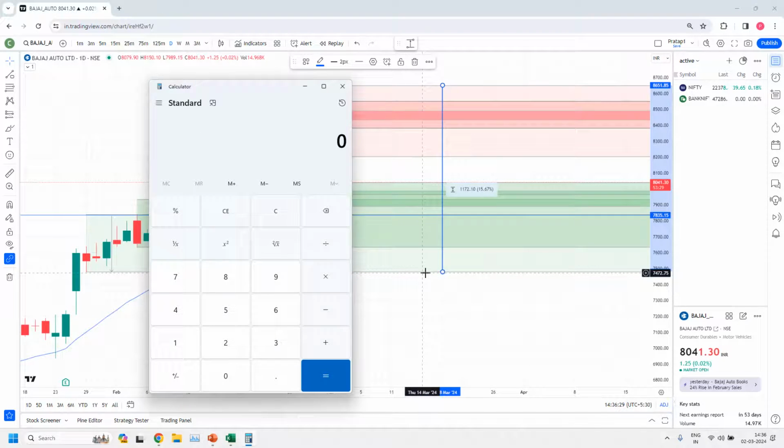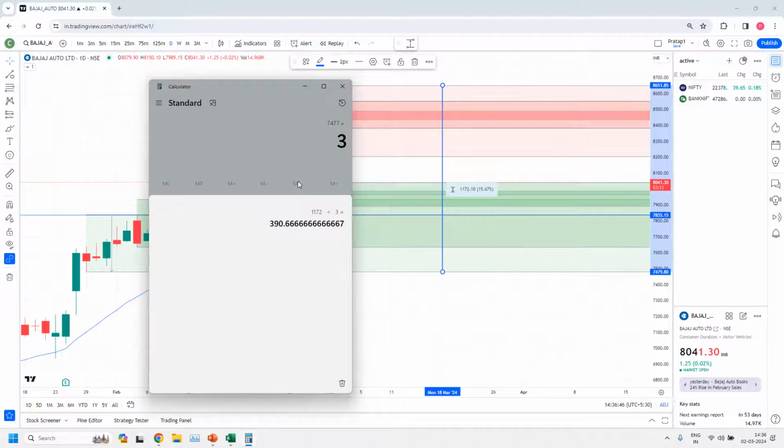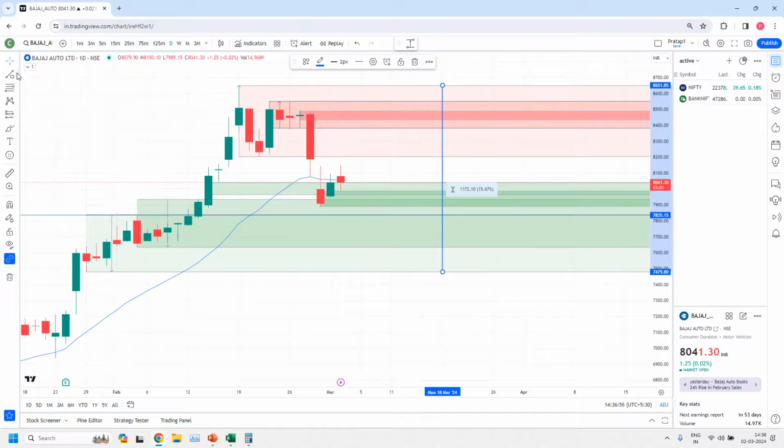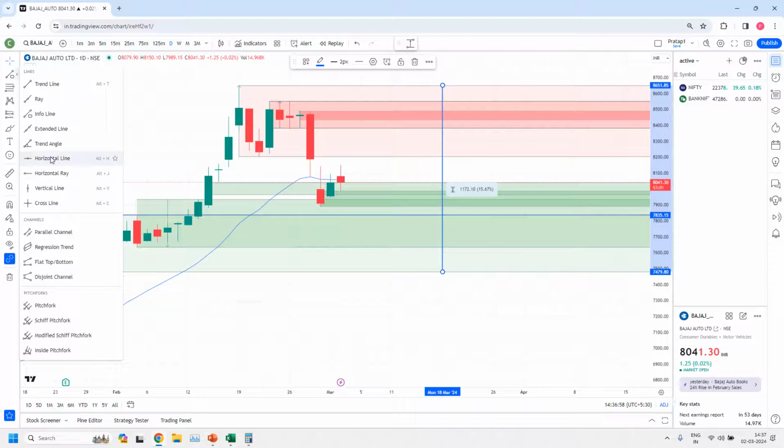So what is this distal line value? 7477 plus 390. What is the value we got? 390 plus 390. So at 7867, you draw a horizontal line. Copy this value. Horizontal line.